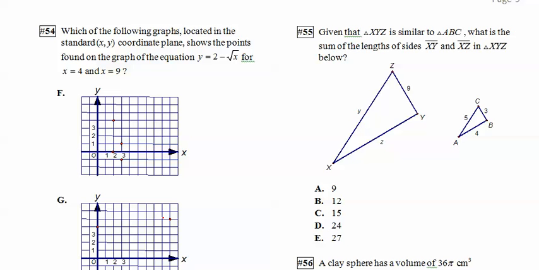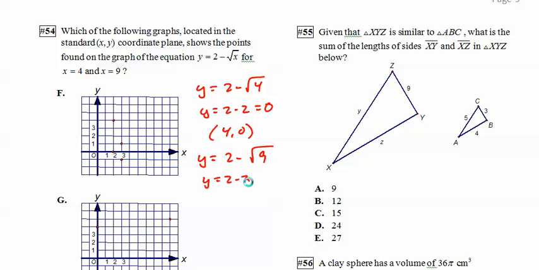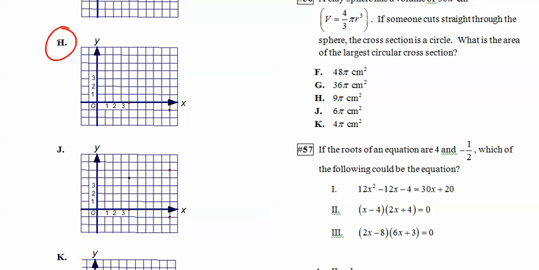54, just plug in. Y equals 2 minus square root of 4. Y equals 2 minus 2 equals 0. The ordered pair is 4, 0. The other one, y equals 2 minus square root of 9. Y equals 2 minus 3 equals negative 1. The ordered pair is 9, negative 1. X, Y. Just plug them in. It's not F, it's not G. Looks like H. It's not J, it's not K. Done.